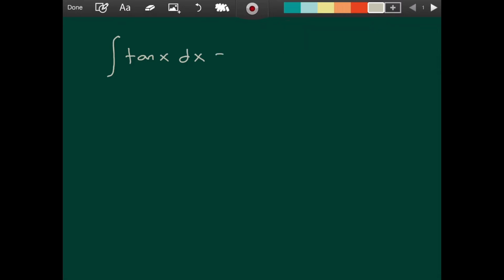To approach this, I will write the inside as, so we have the integral, and tangent of x is by definition sine of x divided by cosine of x. Then we have dx. Here I will use the method of u-substitution. So it works like this, and you are perhaps familiar with it. We define a u, and in this case it will be cosine of x.